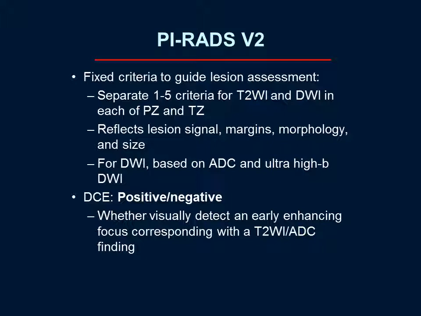PI-RADS version 2 provides fixed criteria to guide lesion assessment, with separate criteria for giving a 1 through 5 score for both T2 and diffusion in each of the peripheral and transition zone, reflecting lesion signal, margins, morphology, and size, and for diffusion, reflecting both ADC and the very high B-value images. DCE is categorized in a binary positive versus negative fashion based on whether we visually detect an early enhancing focus corresponding with the T2 and diffusion finding.